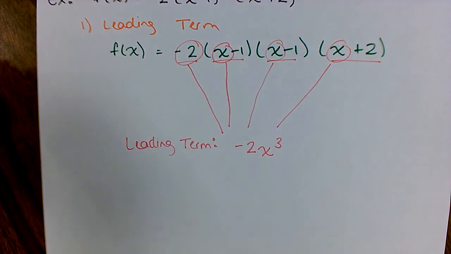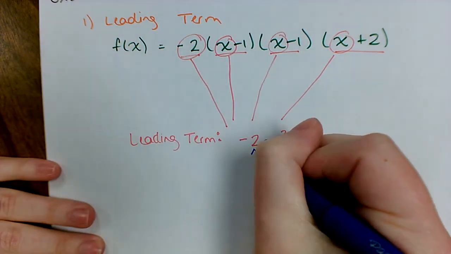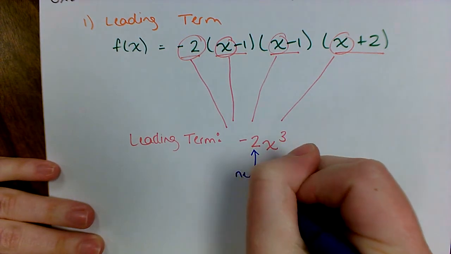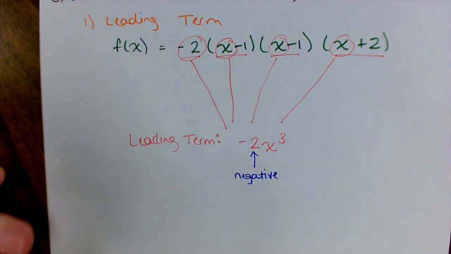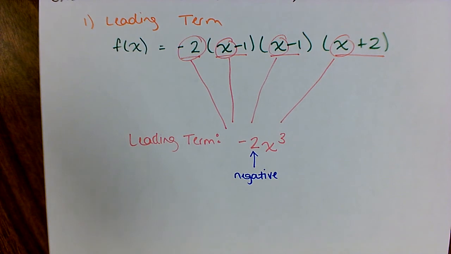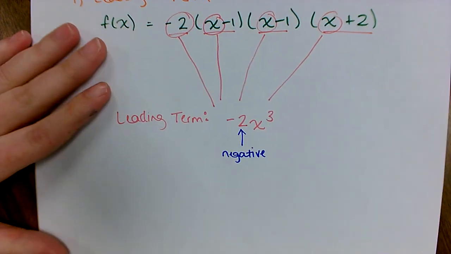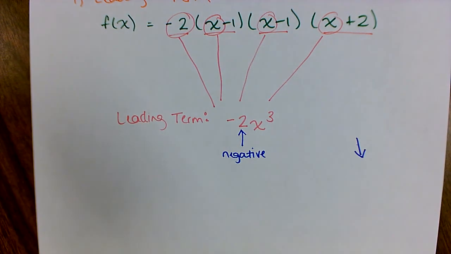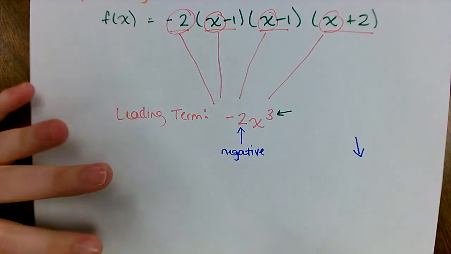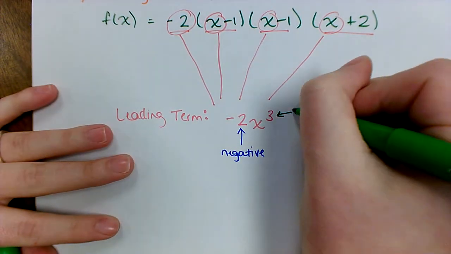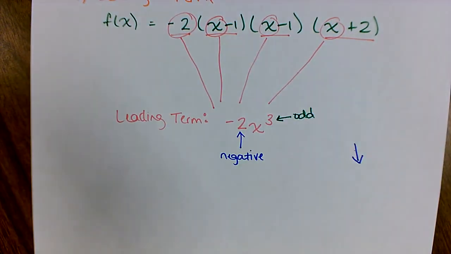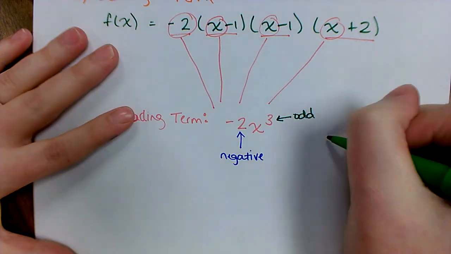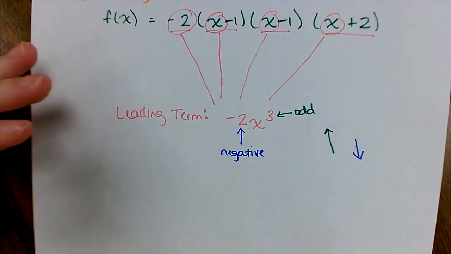Now there are two things we look for on this leading term. So first we look at the front. So my front is negative. So that tells me what it's doing on the right. So remember, think about a quadratic function that's negative. What's it doing on the right? It's going down. Then we look at our exponent. My exponent is even or odd? It's odd. Odd means opposite. So my ends are doing opposite things. So my left side must be going up.